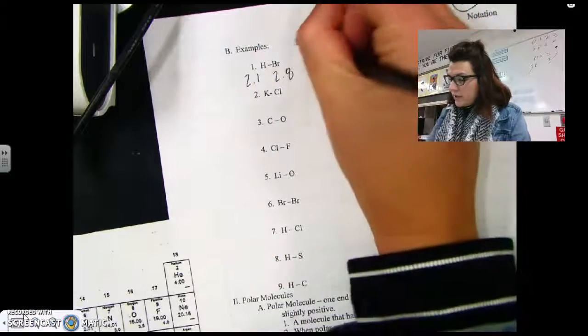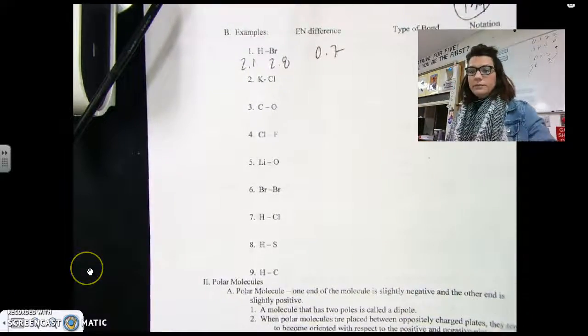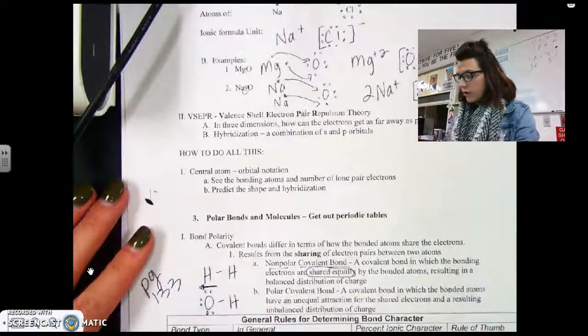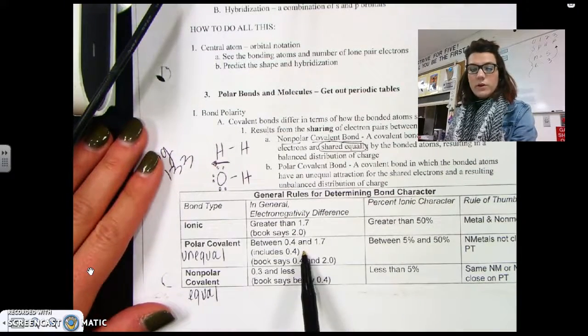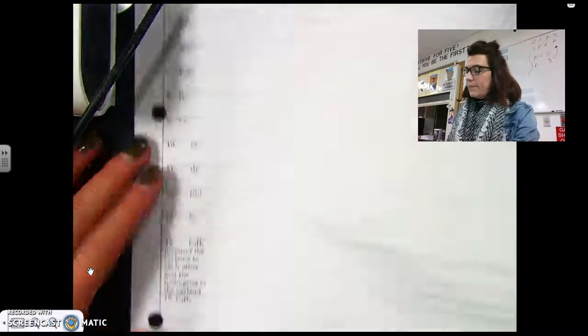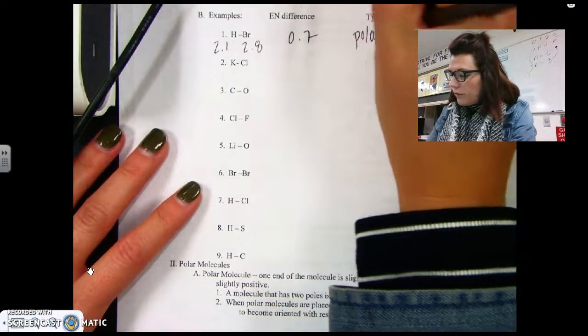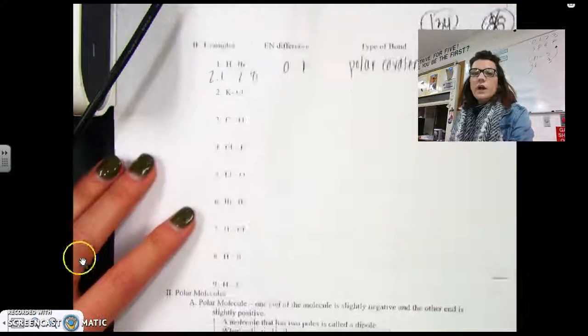So the difference is 0.7. Okay, so I'm going to look back on my table, and this is going to be a polar covalent bond because I'm between 0.4 and 1.7. Okay, notation. What am I going to talk about here?